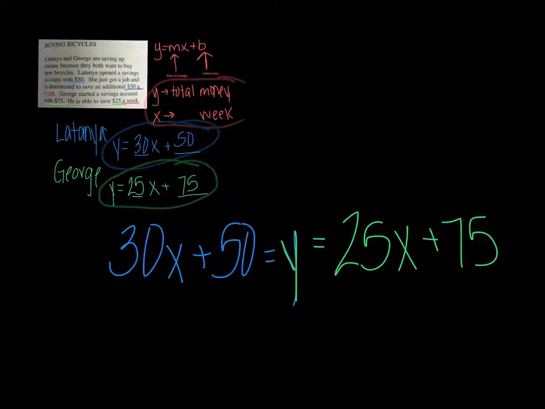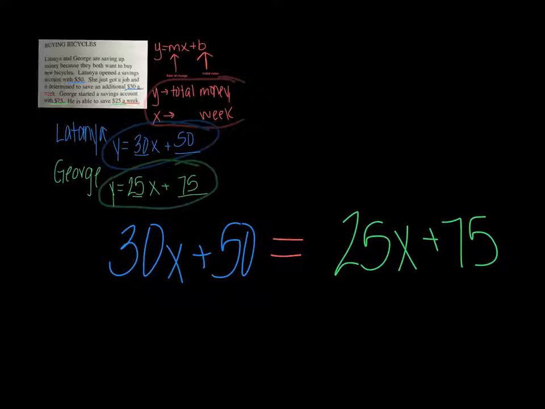So all I really need to do is erase those y's and just make these two equations equal to each other, and then I'm going to find out how many weeks it takes for them to have the same amount of money. So if you were to go ahead and solve this, they call it the equal values method. I call it solving equations.